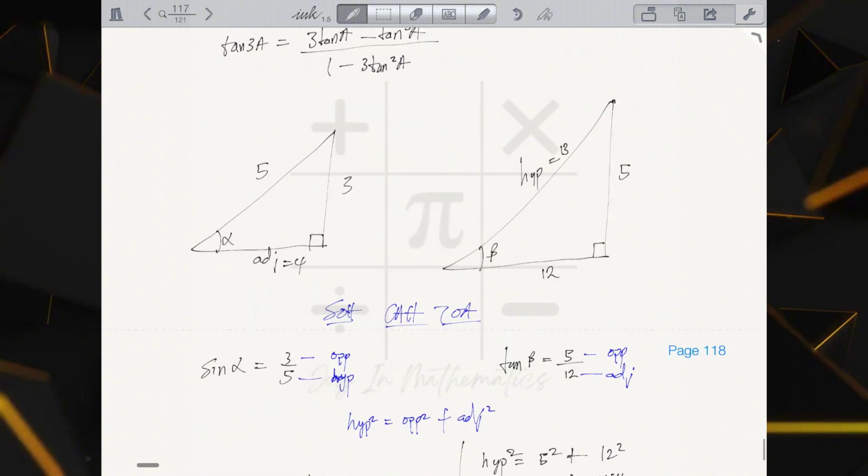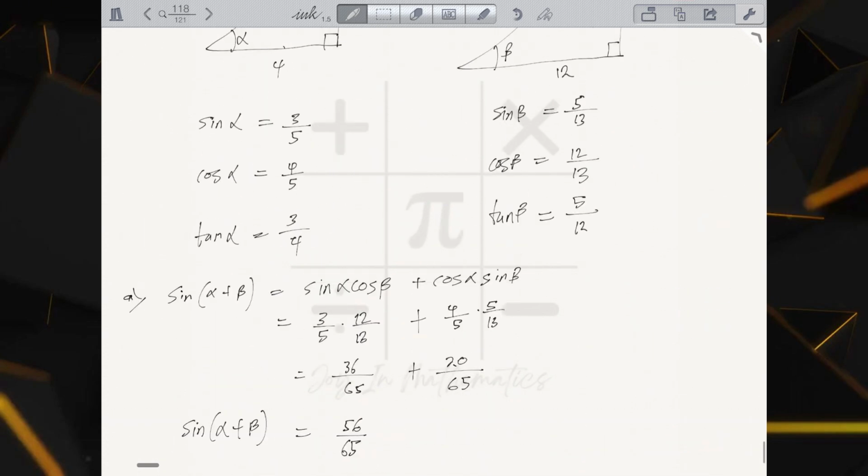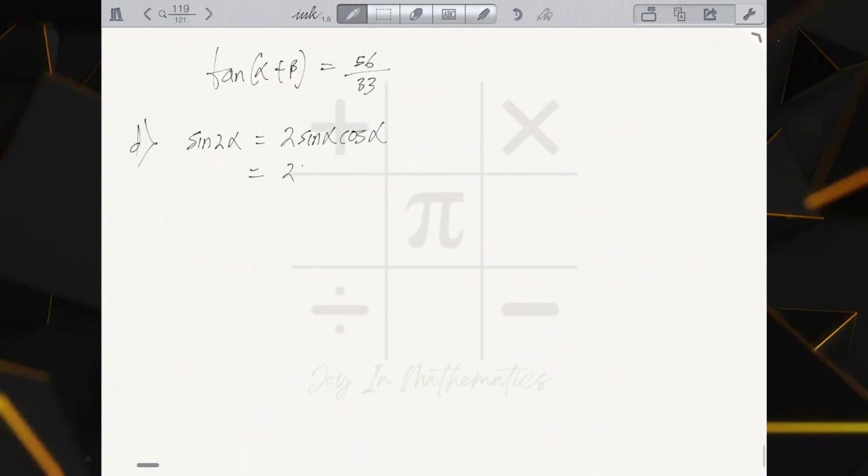So let's simplify that in terms of alpha. So we have sine 2 alpha equals 2 sine alpha cos alpha. So what is sine alpha? What is cos alpha? Sine alpha is 3 over 5. Cos alpha is 4 over 5. So we have 2 multiplied by 3 over 5 multiplied by 4 over 5. Simplifying this, we will have 24 divided by 25, which is an expression for sine 2 alpha.